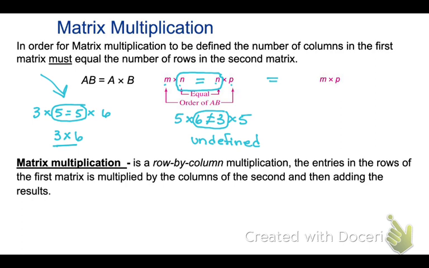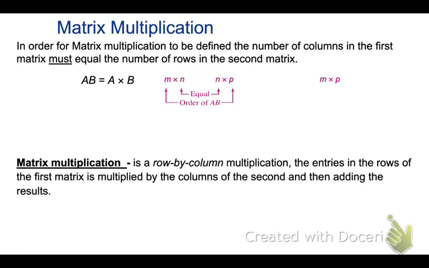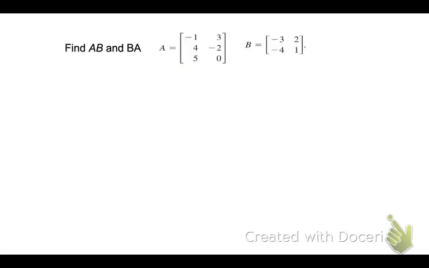Okay, so matrix multiplication is a row by column multiplication of the entries. This is not going to tell you how to do it, I'm just telling you this. We take the row in the first one times the column of the second one, and you add all those together. So the best way to do it is to do it.